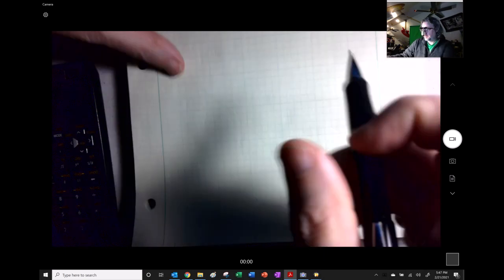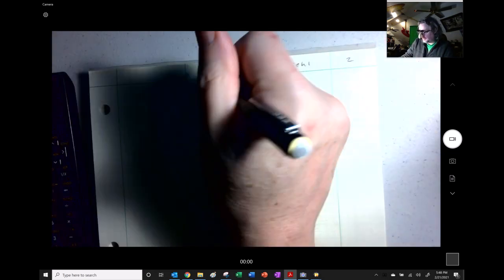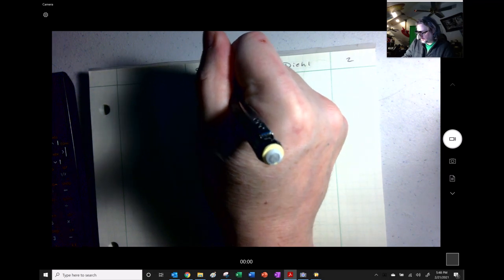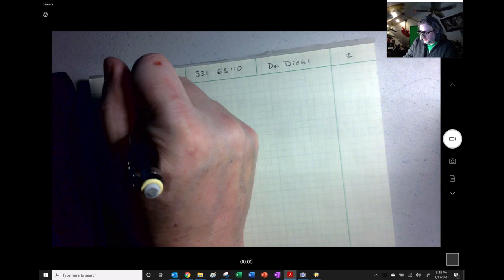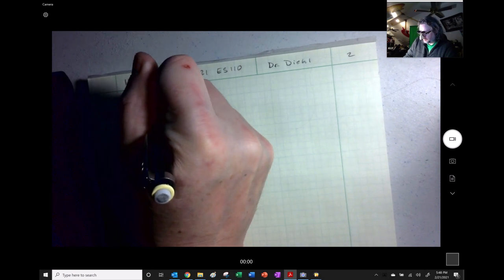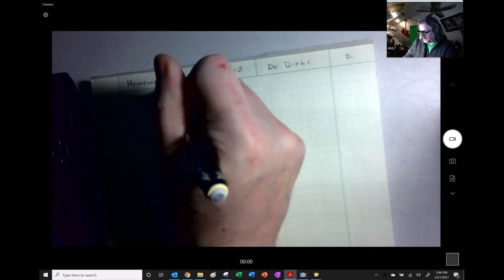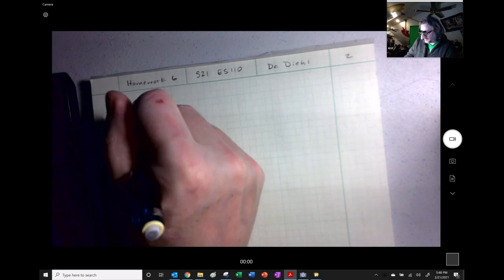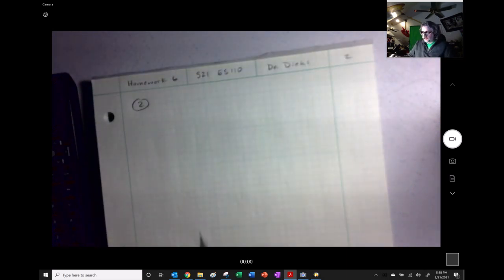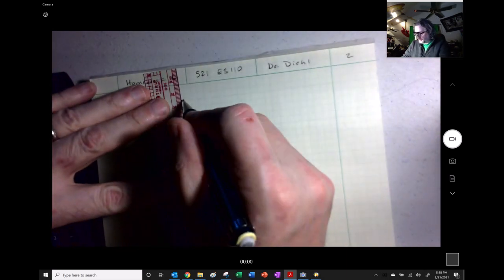So we have page 2 in our Dr. Deal, and this is spring of 21, ES110, and this is homework 6, problem 2. And we have this beautiful thing. Let's see if we can replicate this wonderful thing.